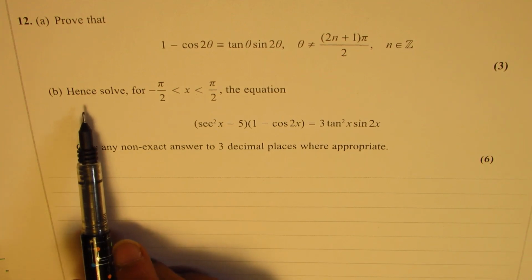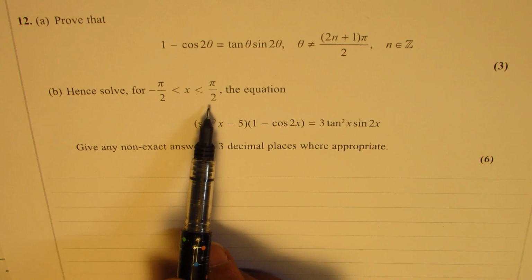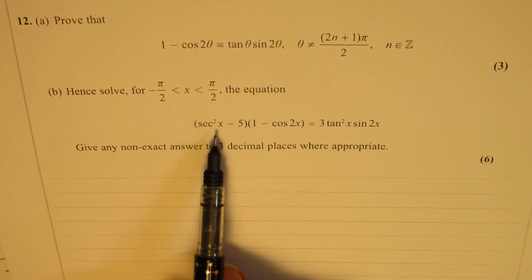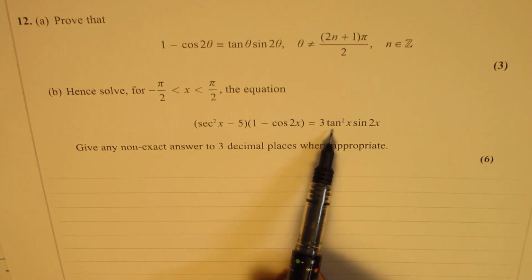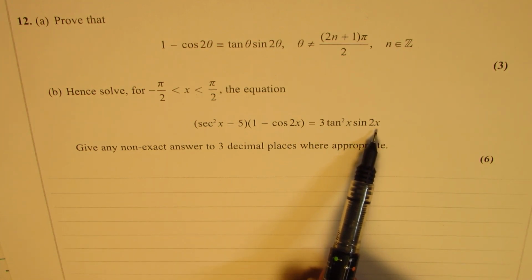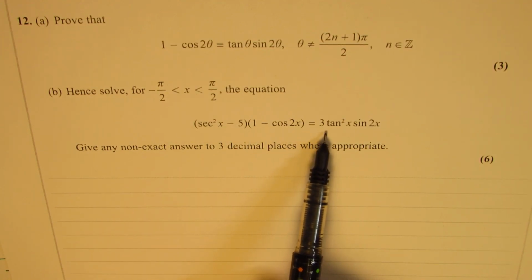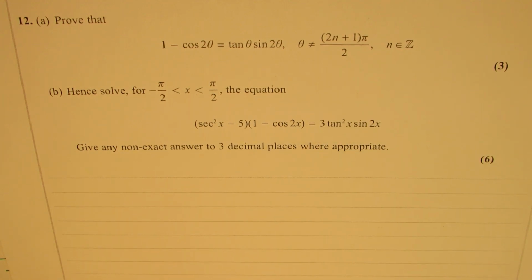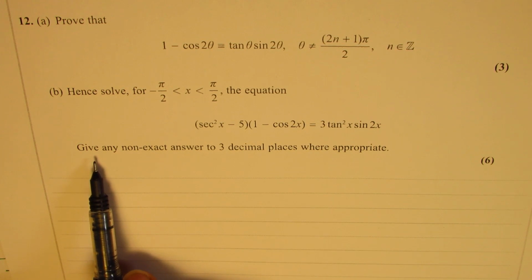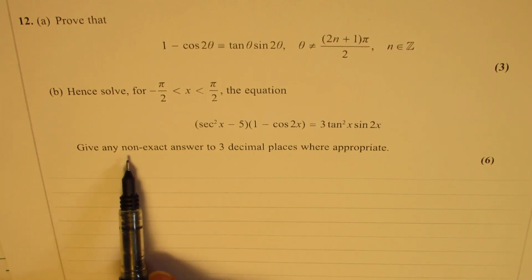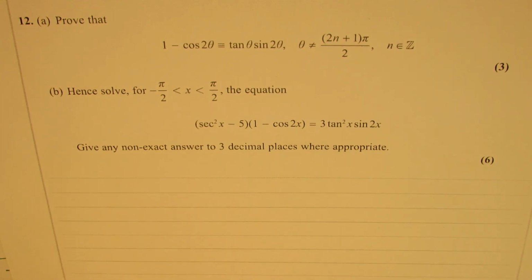Part B is, hence solve for x greater than minus pi by 2 and less than pi by 2 the equation secant square x minus 5 times 1 minus cos 2x equals 3 tan square x sine 2x. Correct. So that is the question for you. You can always pause the video, answer the question, and then look into my solution. You're also required to give any non-exact answers to 3 decimal places, where appropriate.